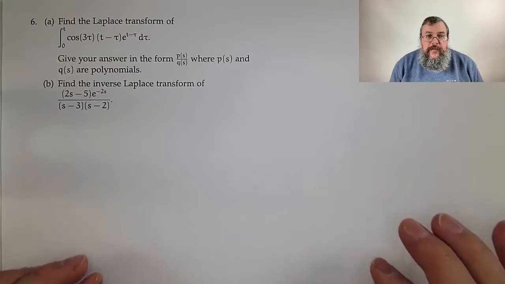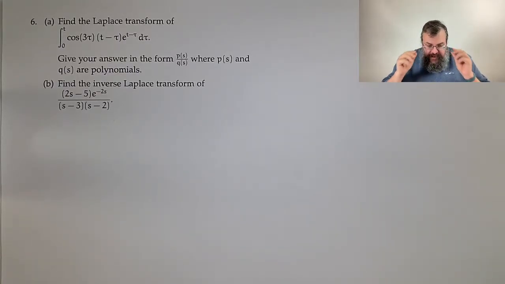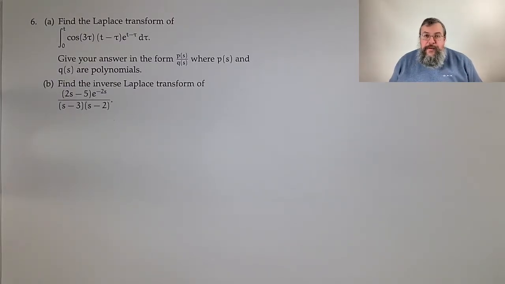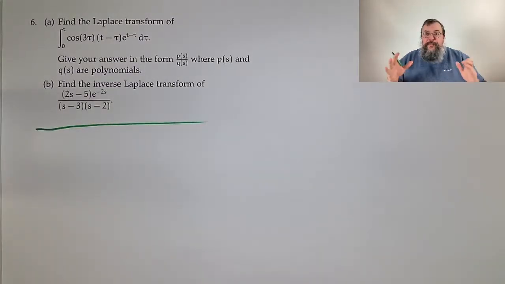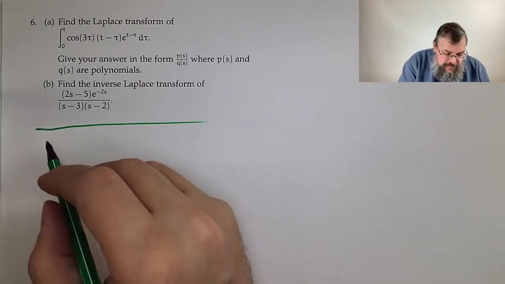All right, find the Laplace transform of the integral of cosine 3 tau times (t minus tau) e to the (t minus tau) d tau. And write your answer in a nice polynomial form. Okay, so what's happening here? We're going to do part A before we do part B. So what do you have?